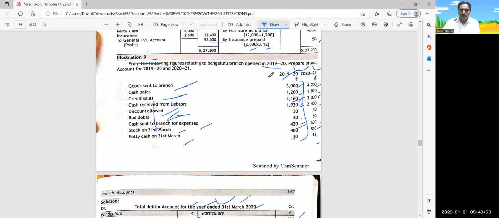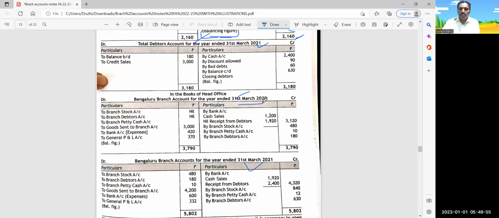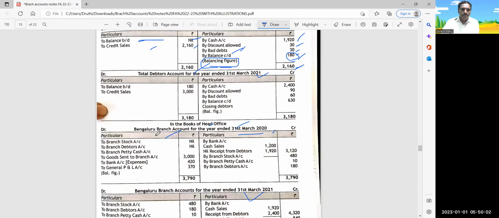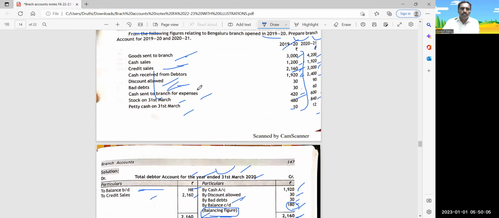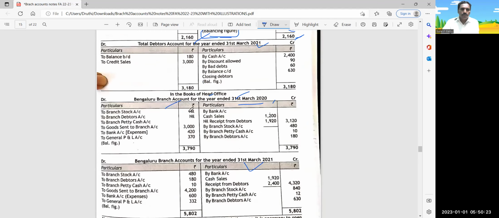By using these items only for 2020, we shall prepare the branch account for the year 31st March 2020 in the books of head office, Bengaluru branch account. Number one, what is this? So here if you observe, there is no opening stock, correct? There are no opening debtors, correct? So what can we do? If you don't want to write, you can do so. Don't write anything. Otherwise, if you want, according to the format, you could write: to branch stock nil, to branch debtors nil, opening is nil.